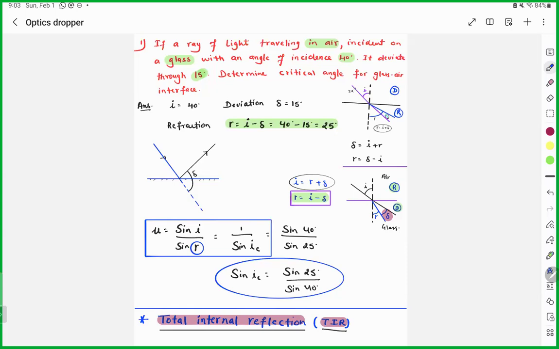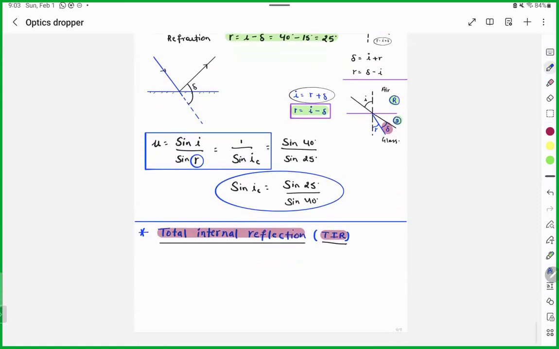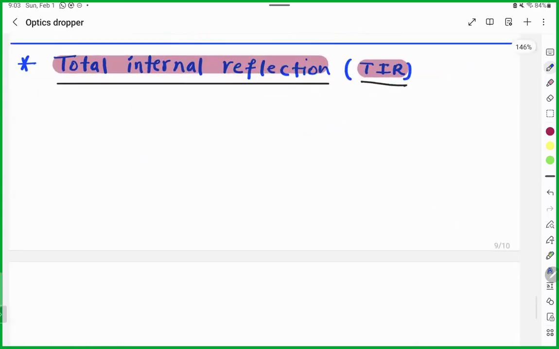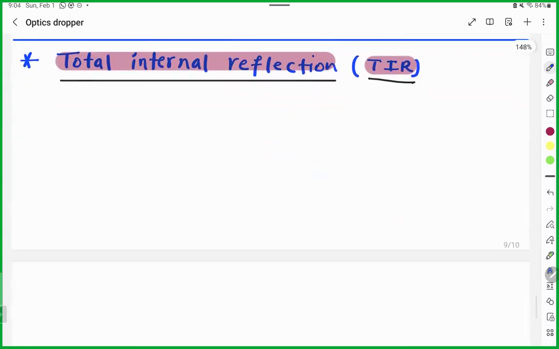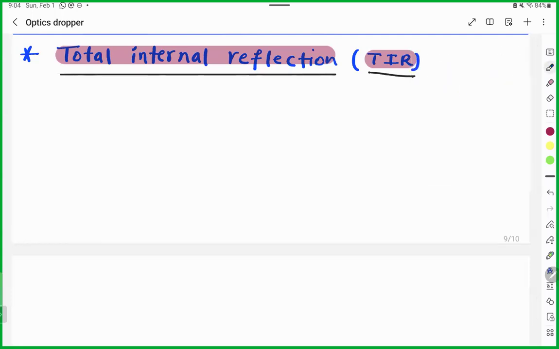Next is a very popular question for board also. I think a lot of questions come from total internal reflection. Right, Jordan? Yes, sir. Total internal reflection was asked very often last year. So again, there are a few facts we need to know for NEET first.